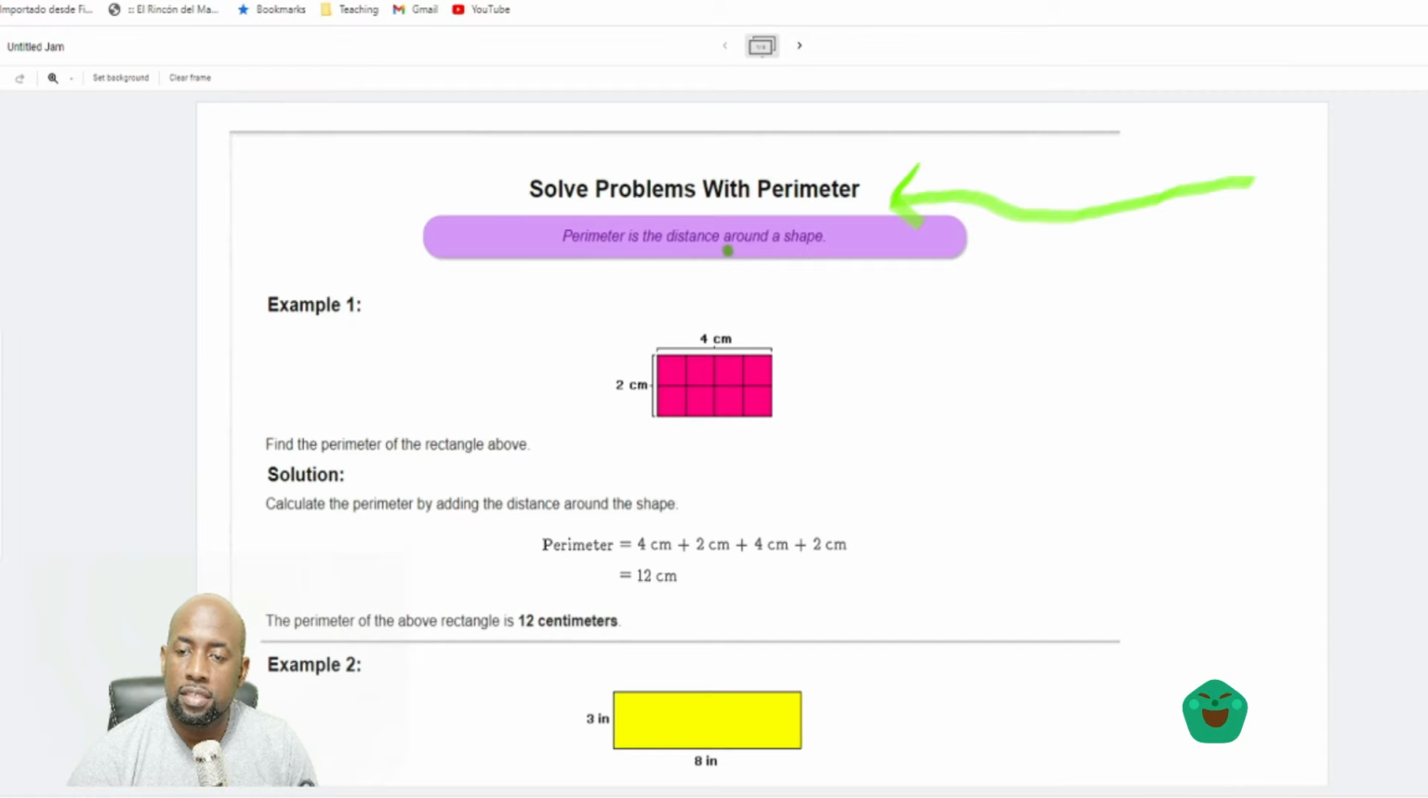Perimeter is the distance around the shape. We have a small rectangle here, so to find the perimeter we measure the distance around this shape. I'm going to mark it up in green. It means we have to know the distance from this point to this point, from this to this one, from here to that, and here to there.